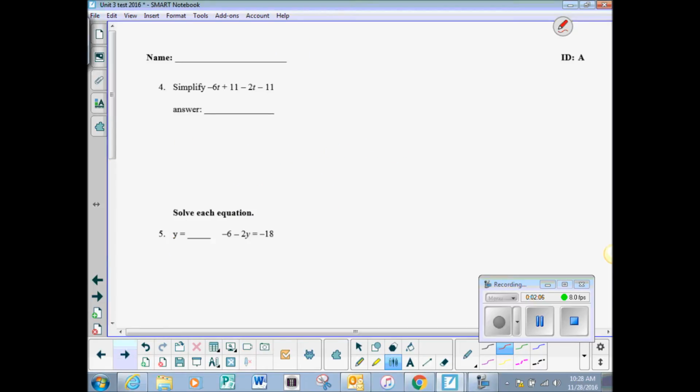Number 4, same dealio, negative 6 plus a negative 2 is negative 8t. What's 11 minus 11? 0. Yeah, so it's just negative 18. Negative 18 plus 0, which is negative 18.